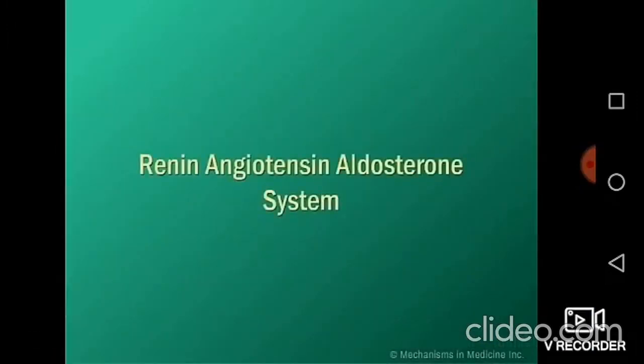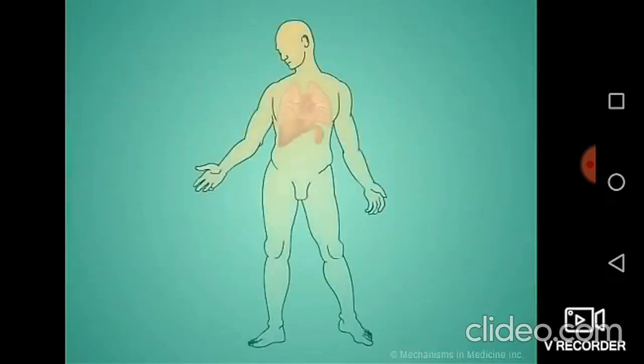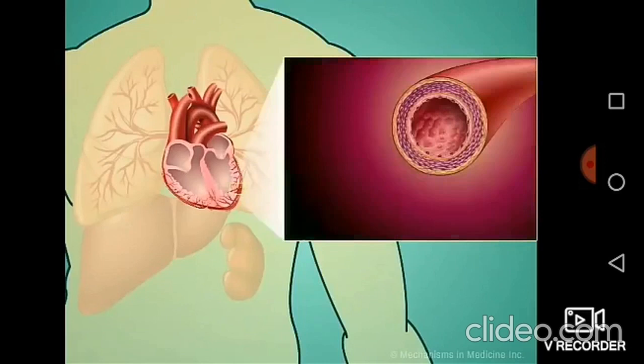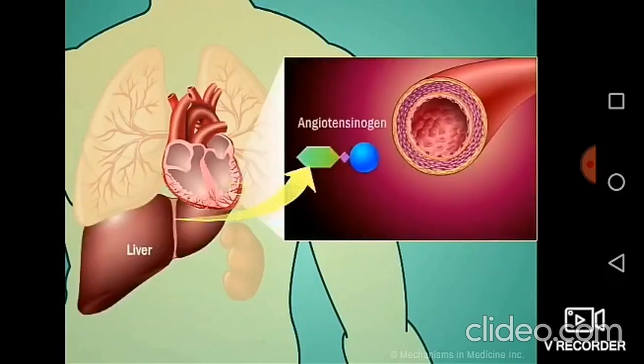Renin Angiotensin Aldosterone System. The renin-angiotensin-aldosterone system is a classic endocrine system that helps to regulate long-term blood pressure and extracellular volume in the body. The system begins with the release of angiotensinogen into circulation by the liver. This may be in response to low blood pressure and adverse changes in sodium concentrations.